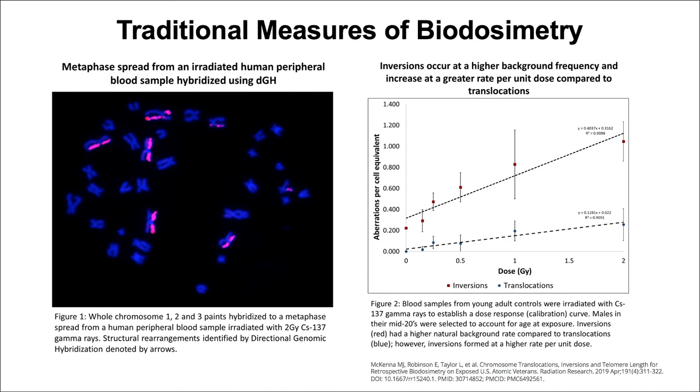Inversion rates increased at a steeper rate than translocation rates and proved to be a more sensitive unit for measuring received radiation dose. The ability of DGH SCREEN to add inversion rates, even in a limited study like this, dramatically increases the sensitivity of traditional biodosimetry techniques. While this was a successful technique, imagine what could be done with a whole genome assay.